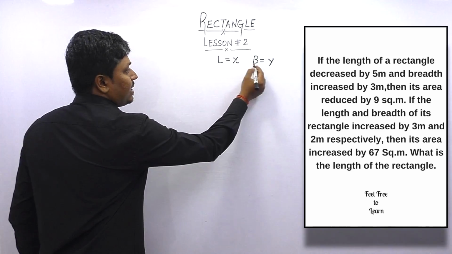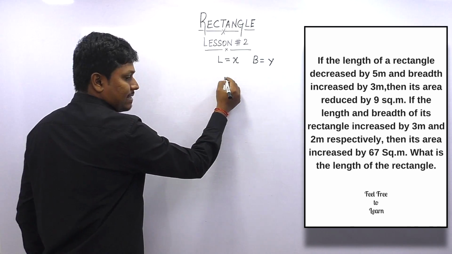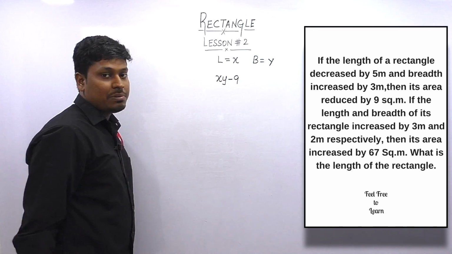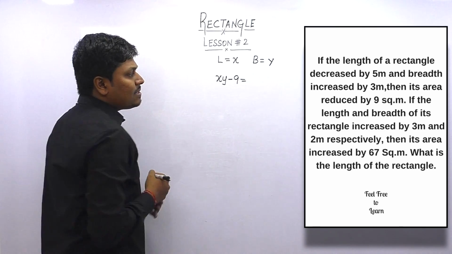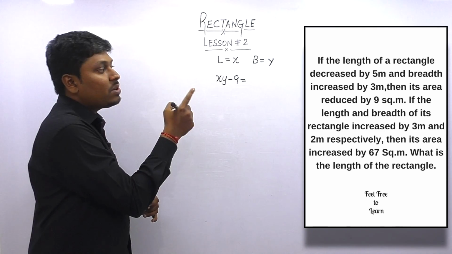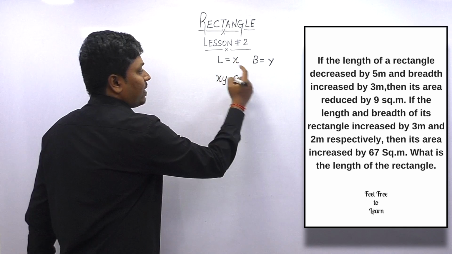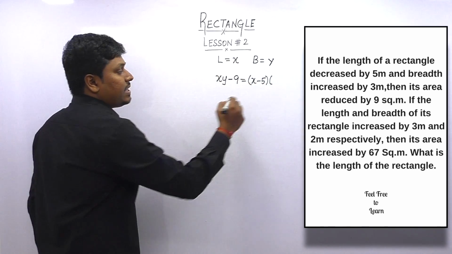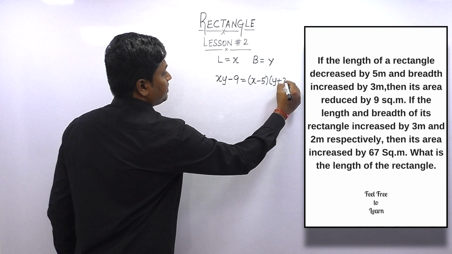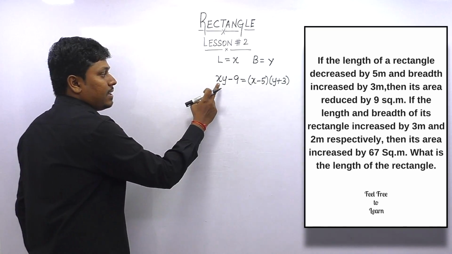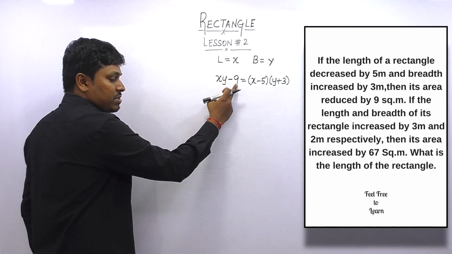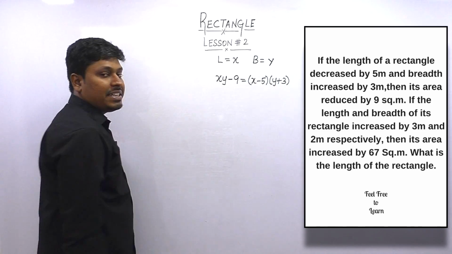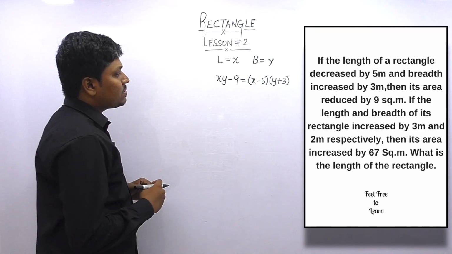So we can say area will be length and breadth, that is x and y. So the area is reduced by 9 if the length of the rectangle is decreased by 5 and the breadth is increased by 3. So length is x minus 5 and breadth is y plus 3. So friends, got it? Listen here. Now we can frame this as one equation.